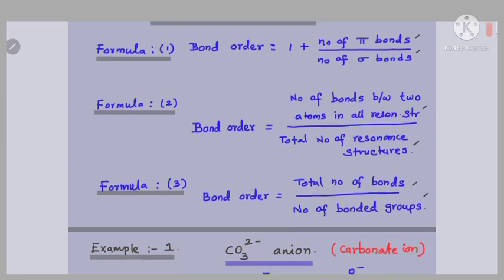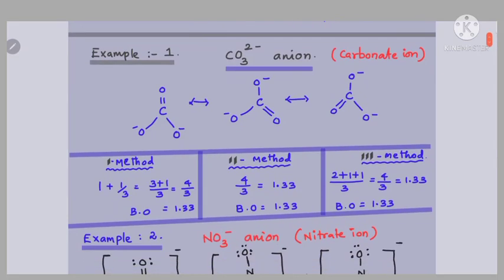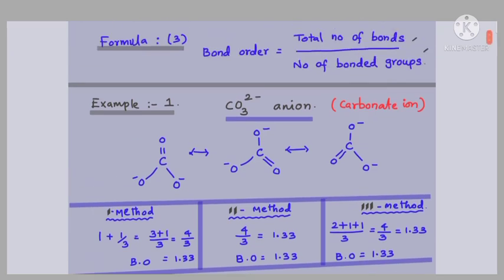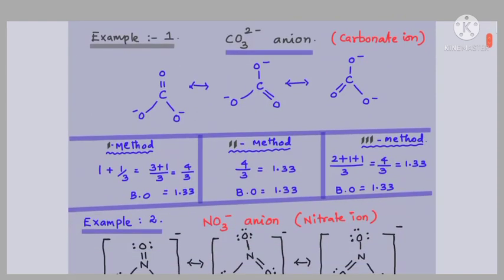Right, so now let us see an example. Example number one, carbonate anion, CO3 2-. I have drawn the resonance structures of carbonate anion. First method: the formula is 1 plus the number of pi bonds divided by the number of sigma bonds. I calculate the bond order of carbonate anion using the first method.